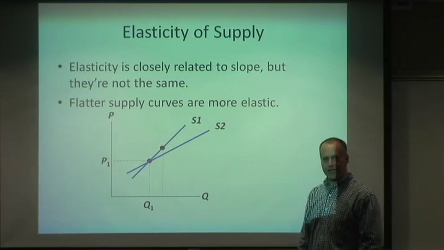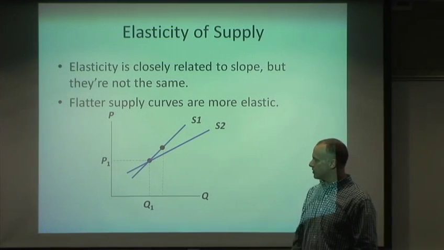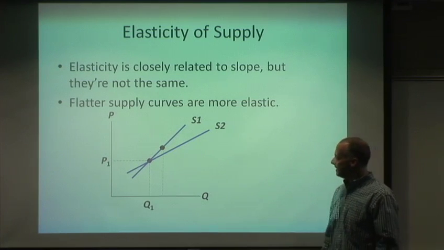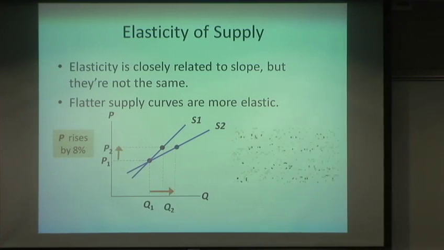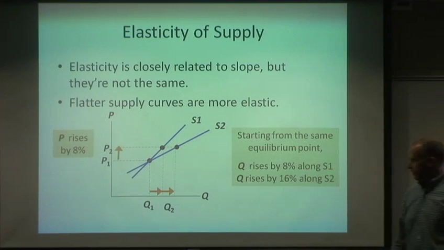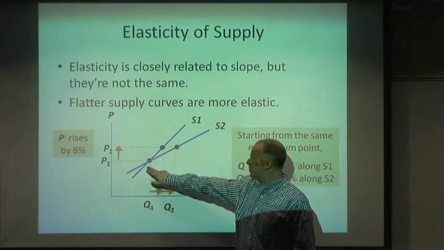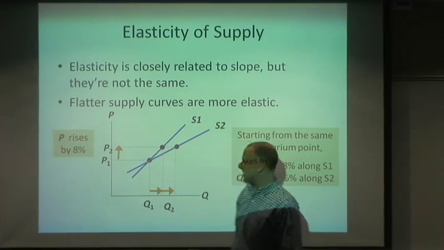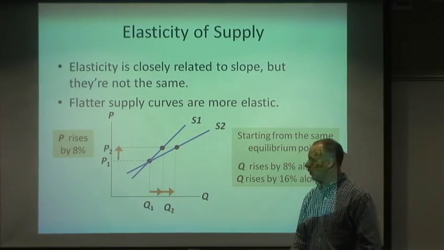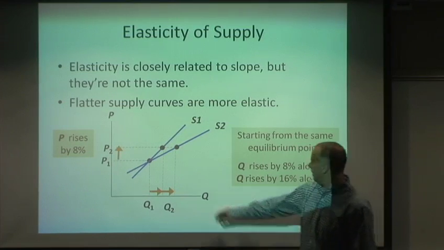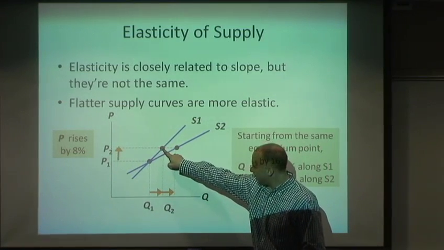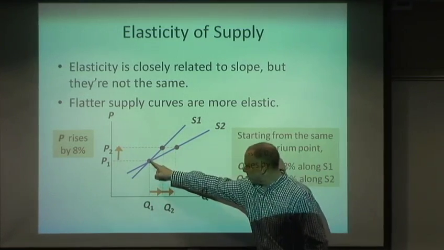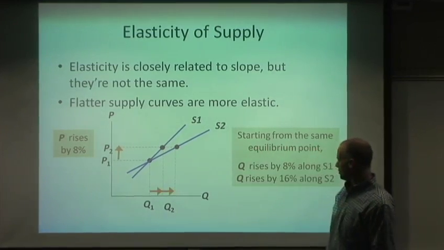We note that elasticity is very closely related to the slope of supply curves, but they're not exactly the same. A flatter supply curve is more elastic. In this case, we're going to consider two supply curves. One is relatively steep, the other one is relatively flat, and we change the price by the same amount in both cases. Say the increase from P1 to P2 is 8%. Along supply curve 1, starting from the same spot, we get an increase in the quantity supplied of 8%. Along supply curve 2, we get an increase that's twice as large, say 16%.